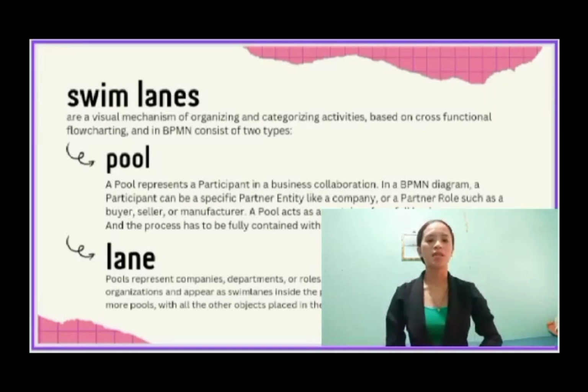Next, we have the lane. When we say lane, this represents sub-entities within these organizations and appears as swim lanes inside the pool. The example of this is the continuation from the example of the pool. A lane within each pool could represent specific roles or responsibilities within that department. So it is just the continuation of the example from the pool.